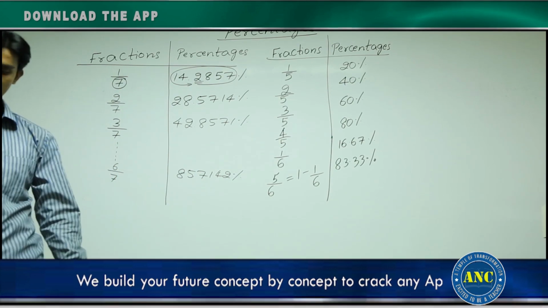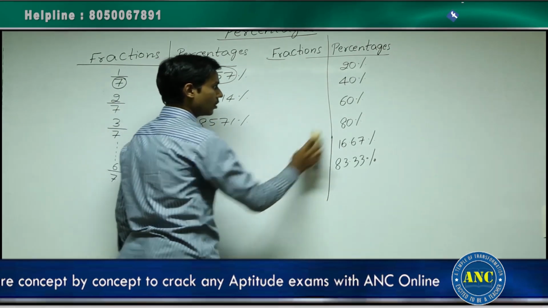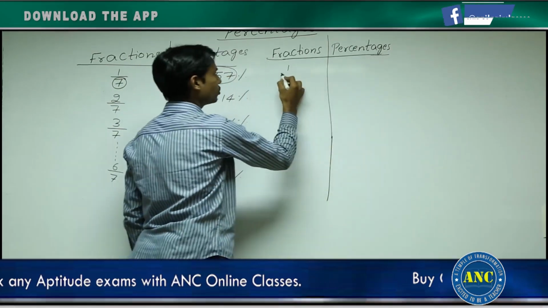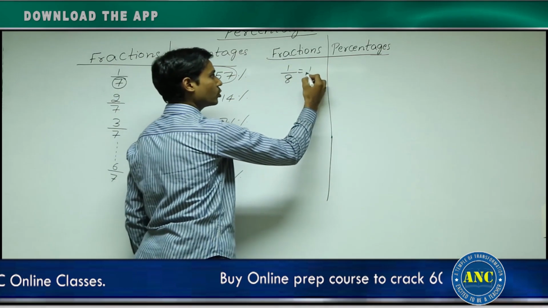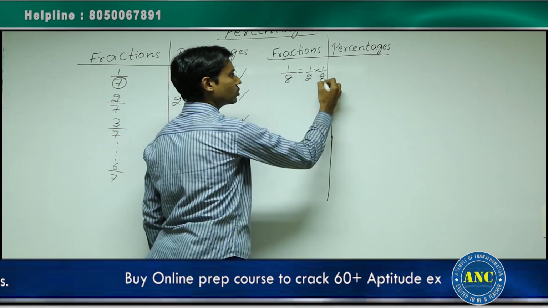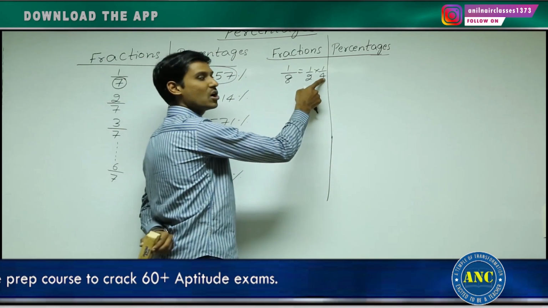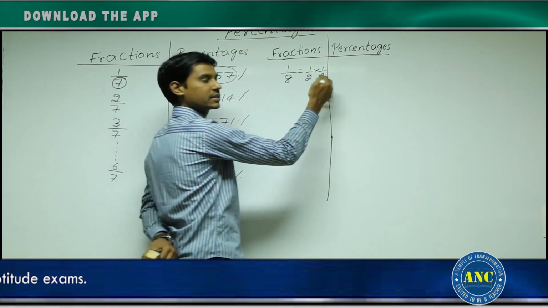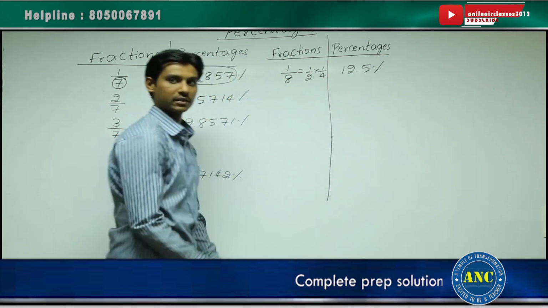Clear, right? Next, 1 by 8. See here, the denominator 7 is over. 1 by 8, listen to this. I need to find the value of 1 by 8. Can I write 1 by 8 as 1 by 2 into 1 by 4? 1 by 2 into 1 by 4 is 1 by 8 only, right? What is 1 by 4? 1 by 4 is 25 percent. Half of 25 percent is nothing but 12.5 percent.